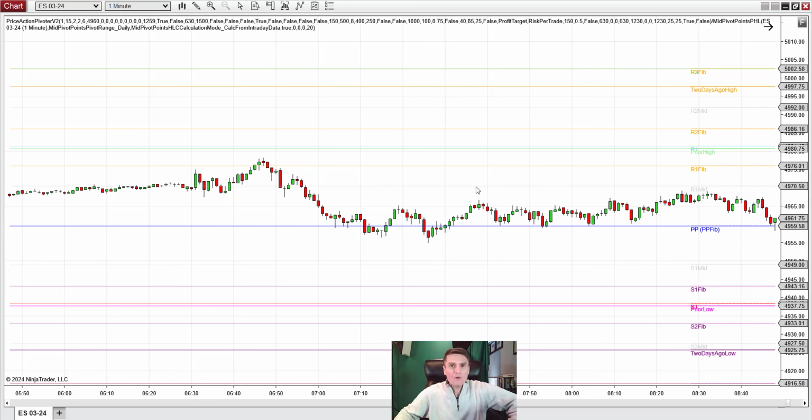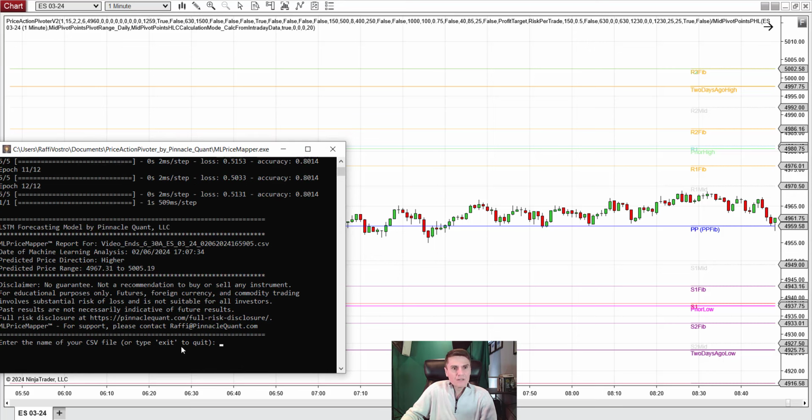All right. If you had this chart loaded already, if you just had the Mid Pivot Points indicator, which is right here, Mid Pivot Points, Pivot Range, that's the indicator's name. If you had that enabled, whether separately or with the strategy itself, if you just enable the strategy, the indicator automatically loads. This is a custom indicator where I've added 2 days ago high, 2 days ago low numbers and Fibonacci pivot points as well. So what you want to look at is, okay, it's at 49.67 on MLPriceMapper. It predicted 49.67 on the low end.